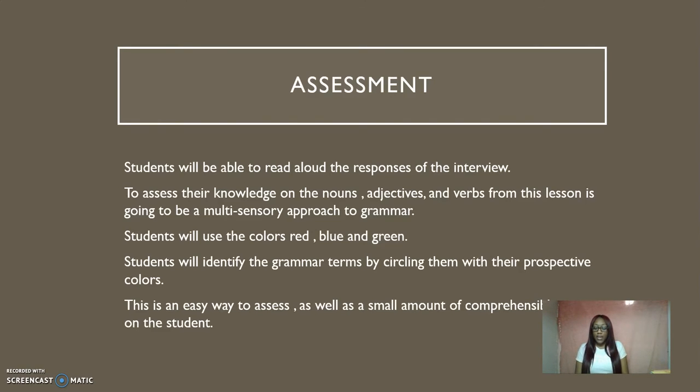So after they get their responses, I will assign colors, which is normally red, green, and blue. They will have to go through their response and circle all of the nouns that they see in red, all of the adjectives in blue, and all of the verbs in green. And this is a super easy way to see if the kids can actually identify them. We have to identify them before we can see if they know the actual definitions.